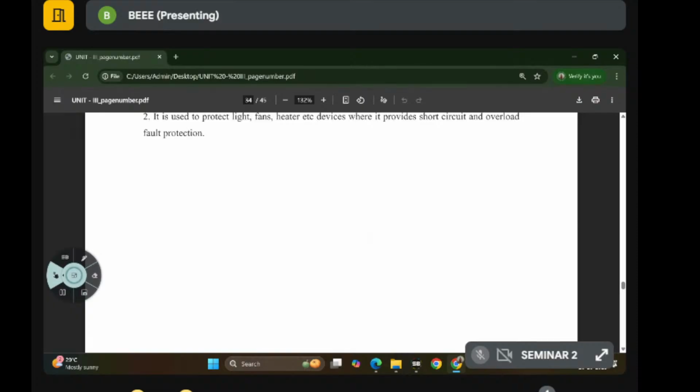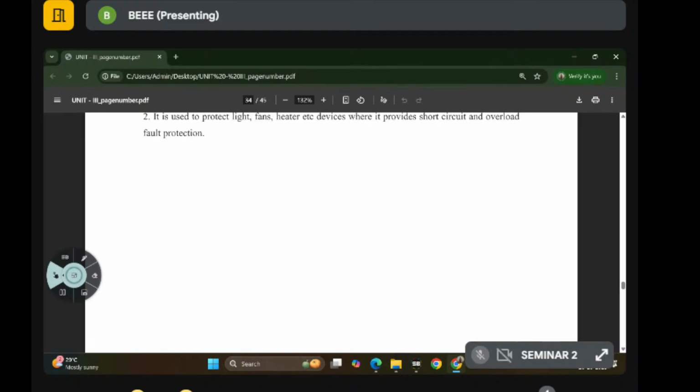Okay, what is the main characteristic of current? Current will flow, or electrons will flow, from high potential to low potential. Accidentally, whenever a human being touches a live conductor, because we are standing on the earth, which has zero potential, current will flow through the human body.